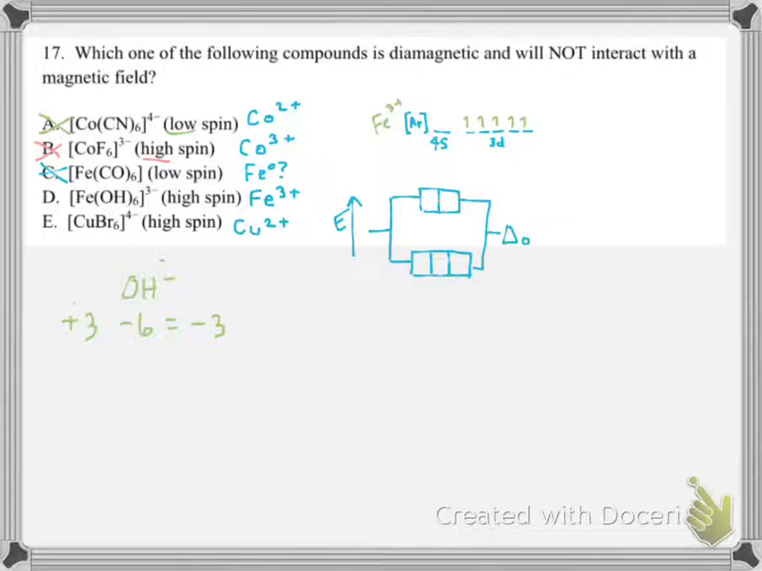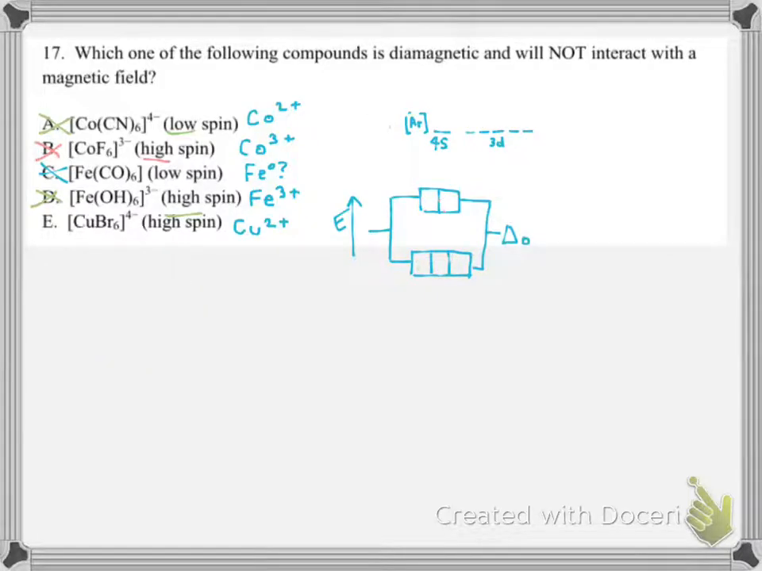Okay, so now we have the electrons we have to work with, those 5 D electrons. And they tell us high spin. So we can draw our electrons in again. 1, 2, 3. It's high, so we can go up. 4, 5. Again, we have unpaired electrons, so that is not an option.